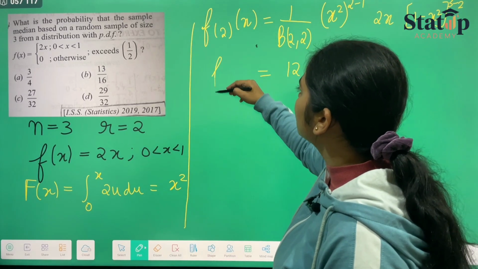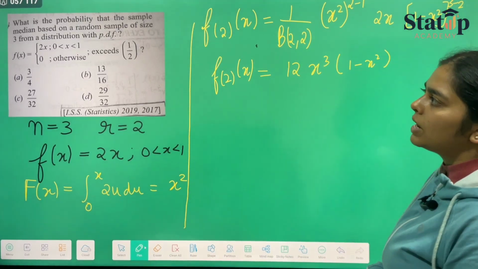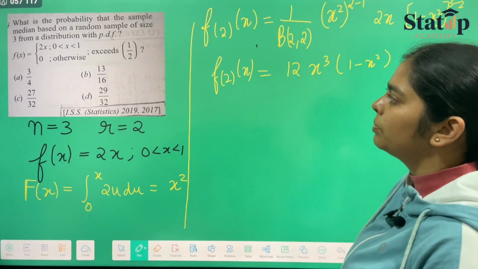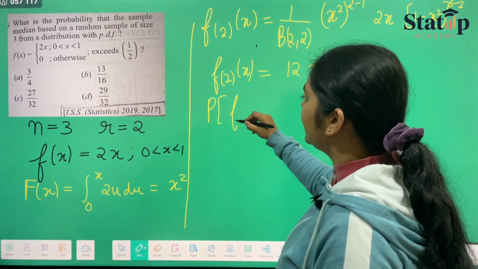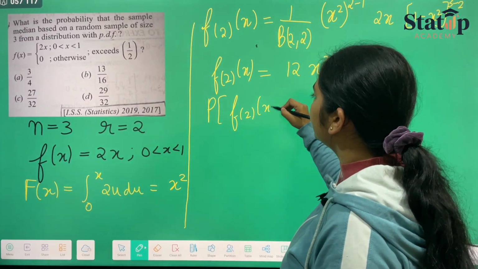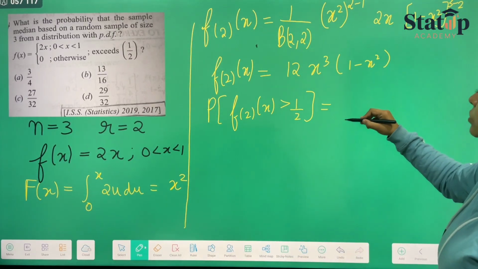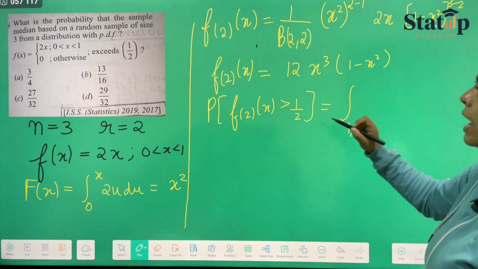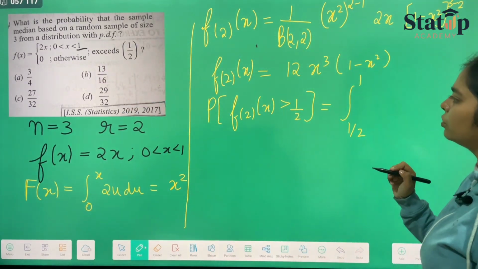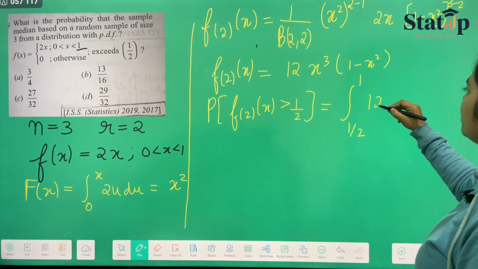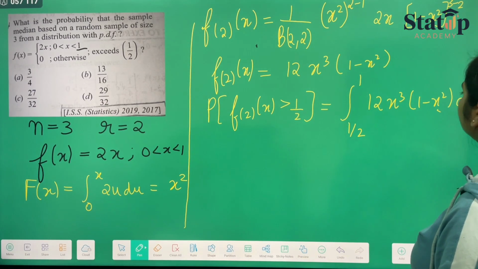This is your PDF for the median. Now they have asked what is the probability that the median exceeds 1 by 2. Because this is continuous, it will be from 1 by 2 to the largest value of x, which is 1. So from 1 by 2 to 1, we integrate the PDF, 12x cube (1 minus x square) dx.